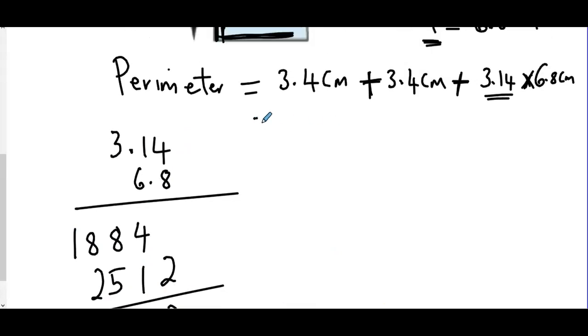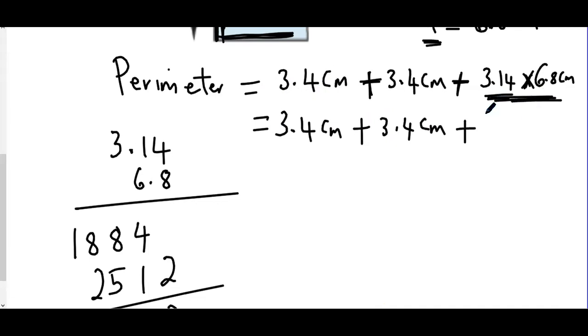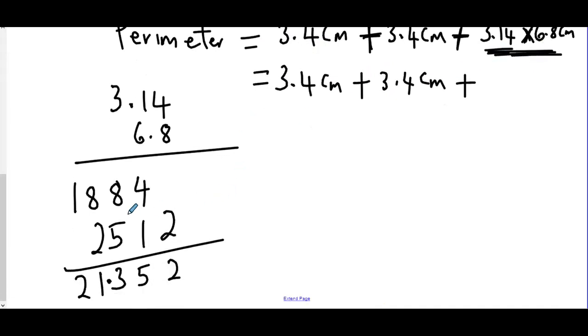Now go ahead. The perimeter will be equal to 3.4 centimeter plus, sorry, this is not 3.14, this is 3.4. Sorry for that. 3.4 centimeters plus again 3.4 centimeters. Now, do you remember the answer we got here after multiplying? We got 21.352.